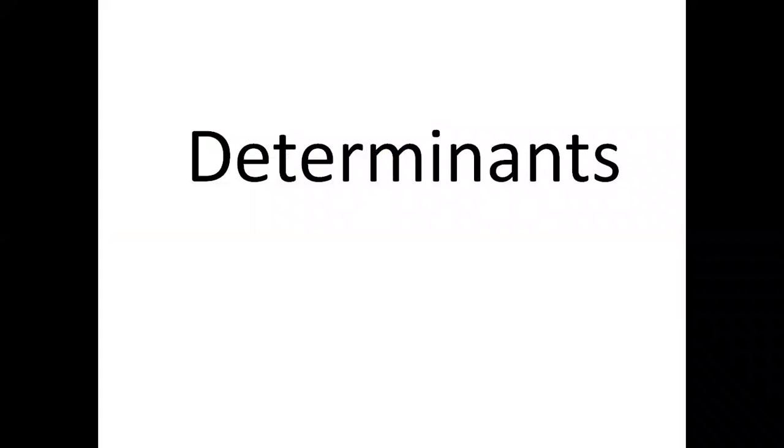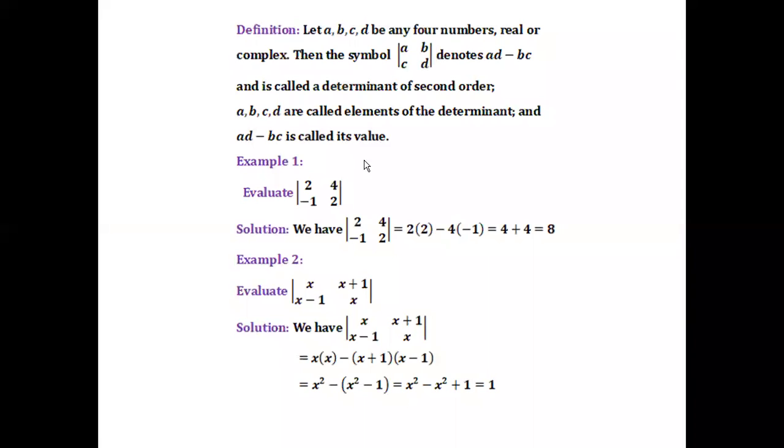In this video, we learn the concept determinants. Definition: let A, B, C, D be any four numbers, real or complex, then the symbol with A, B, C, D, these four elements represented in two vertical lines, denotes AD minus BC and is called a determinant of second order. A, B, C, D are called elements of the determinant and AD minus BC is called its value.